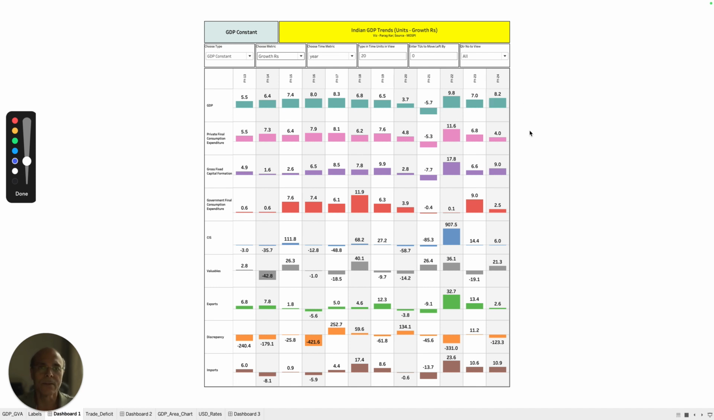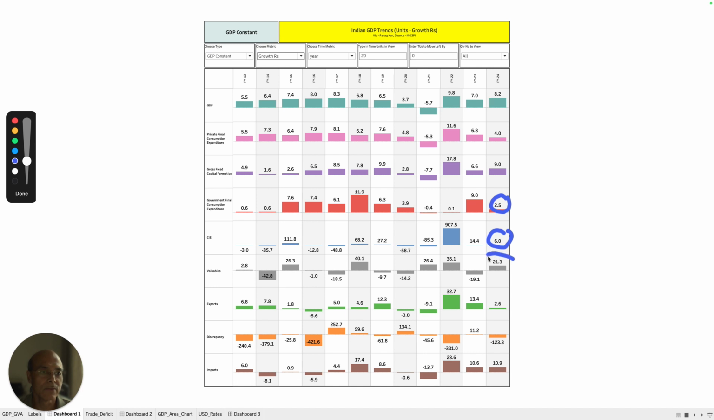Now let's look at the growth numbers of the individual components. The private final consumption expenditure growth number is 4%. The gross fixed capital formation growth is 9%. The government final consumption expenditure growth is 2.5%. The CIS growth is 6%.